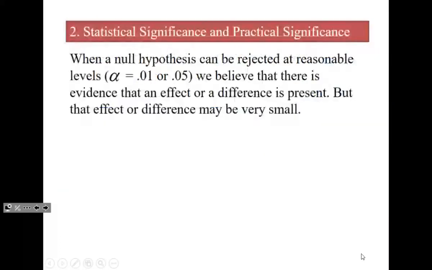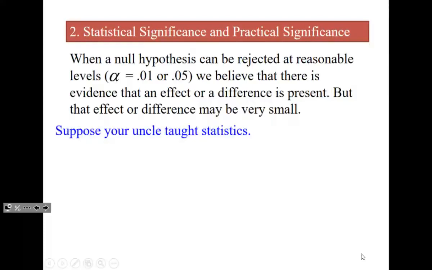Now, statistical significance, we want to remember, is not the same as practical significance. And this is what today's lesson started off as. There's a lot of vocabulary and understanding what's happening. So if I can reject the null at a reasonable level, 0.01 or 0.05, I don't have to make a lot of allowances. I can pretty much say we believe there's evidence that the effect or difference is actually there. The probability of me finding that result just by chance was below 1% or below 5%. That's pretty good evidence something's actually going on. But the effect itself might not be very big.